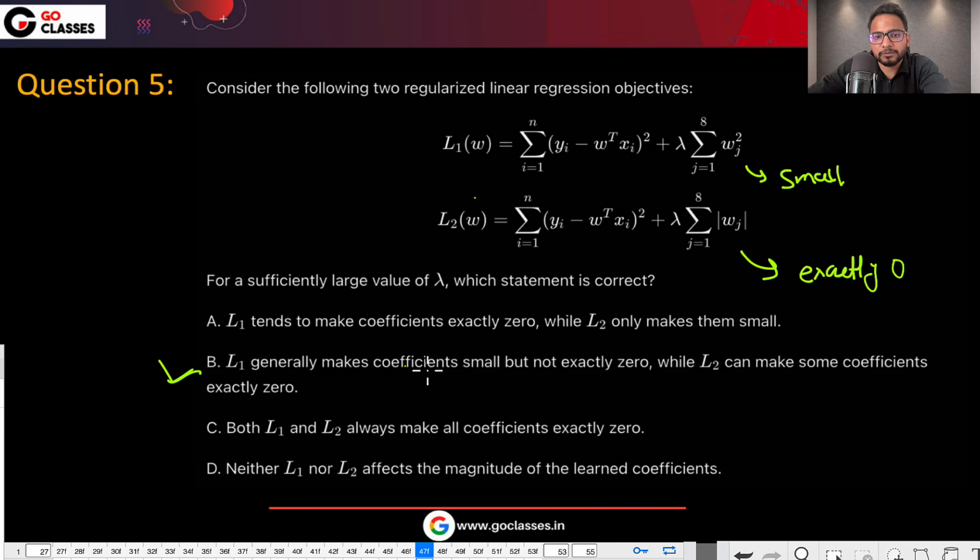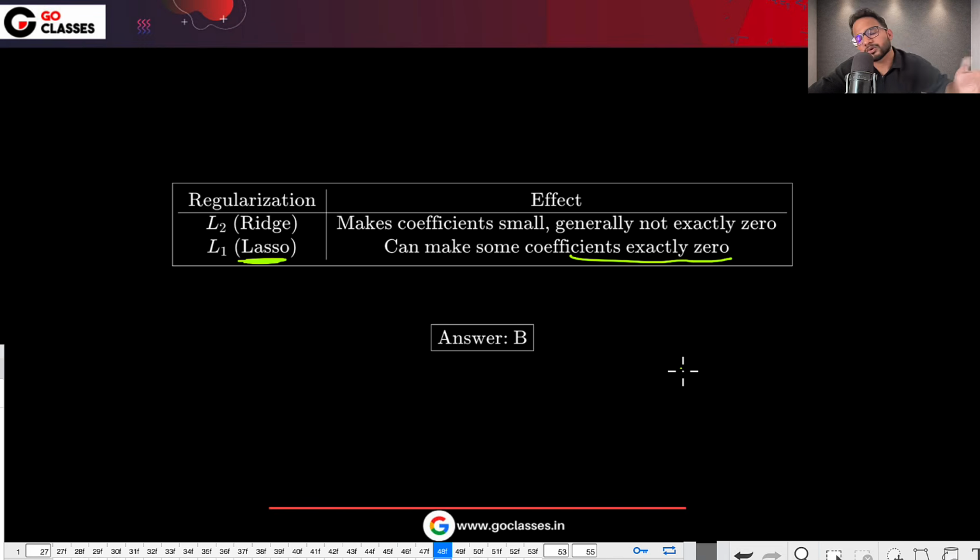Okay, so L1 generally makes this small. I mean, L1 is a loss function, it makes it small. By the way, let's not worry about L1 and L2. Let's talk in terms of the regularizer only. Okay, so why do you think that the L1 regularizer makes coefficients exactly 0?